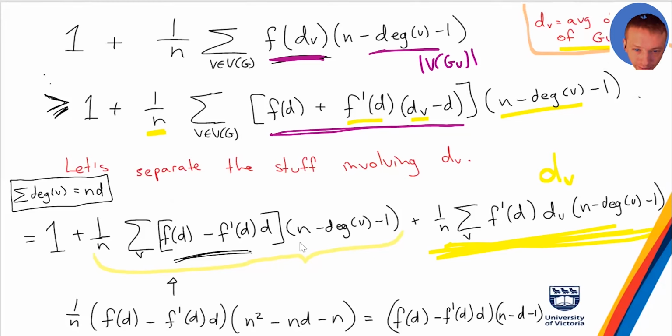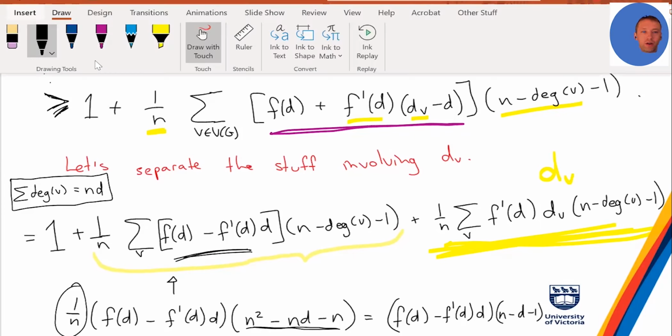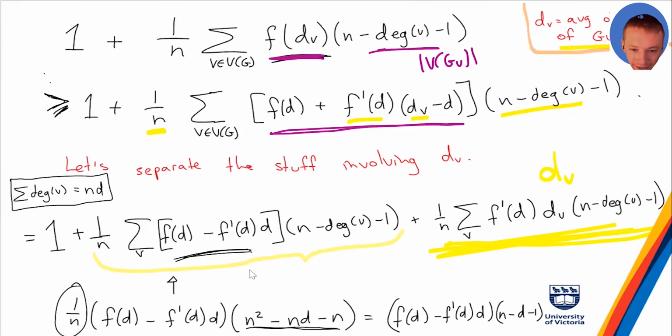So this gets multiplied by n because I've got n terms. So that's where the n squared and the n come from. And then some of the n's cancel. So I've got this 1 over n, which cancels. I've got a common n here. So I just get f of d minus f prime of d times n minus d minus 1. Okay, like I said, this is just algebra. If you sat down and stared at it, you can do this, but it's not very exciting. But yeah, so this simplifies this first term, which doesn't have the dv.